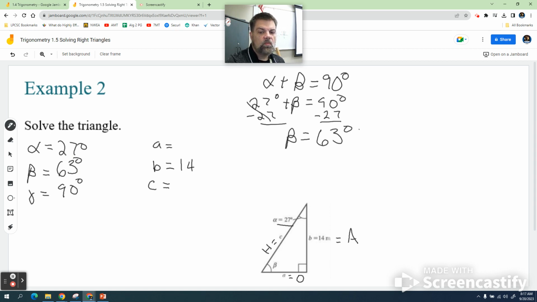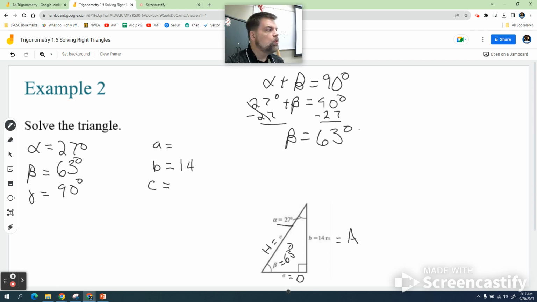Now, what they've given us is an adjacent, and I have to plug in the values of what I have. So if I use alpha, that's the given value, even though I've identified this as 63, you always want to go with the given value.